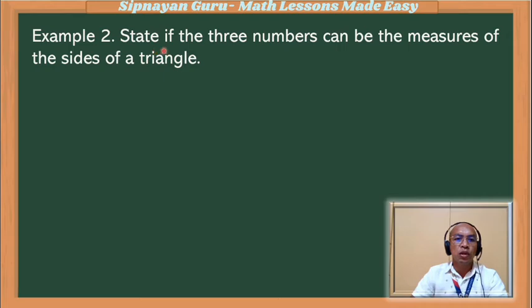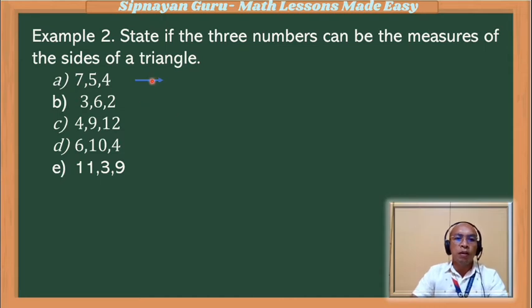Example number 2. State if the three numbers can be measures of the sides of a triangle. Based on the theorem, if you add two sides, the sum must be greater than the third side. So that we will not be comparing three times, to determine if these three numbers can be sides of a triangle, we add up the two smaller numbers and compare that to the largest number. If the sum is greater than the largest, the numbers can definitely make a triangle.